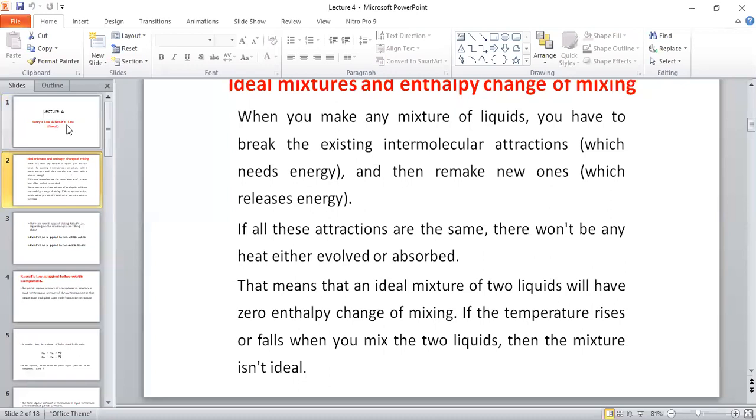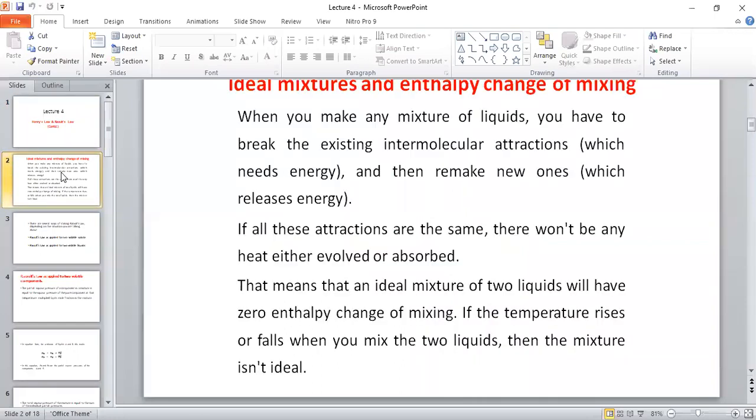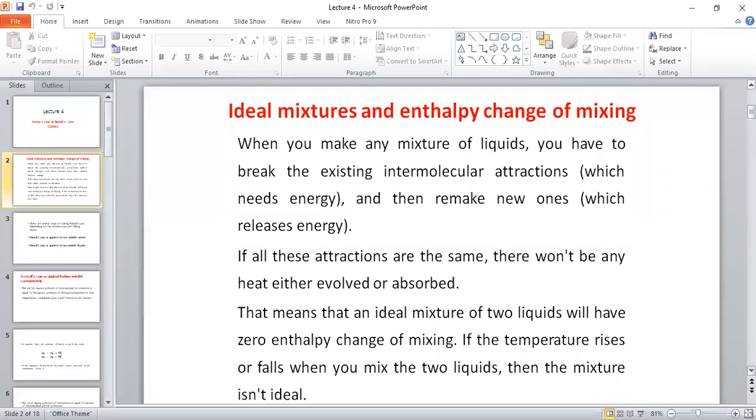So we are continuing on the lecture on Henry's law and Raoult's law. We discussed on Friday that before we could state Raoult's law, we had to have an idea of what an ideal mixture is. So we discussed some characteristics of an ideal mixture, and we'll continue from there before we get to stating Raoult's law.